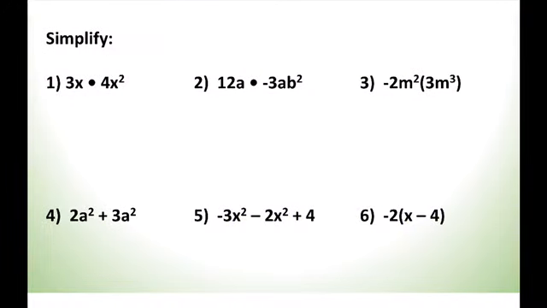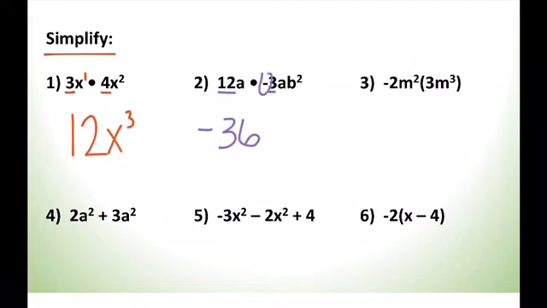So on the warm-up, number 1, it says to simplify, and that's just another way to say do whatever it says to do. So 3x times 4x squared, I'm going to do 3 times the 4. And x to the first times x to the second, which is x to the third power. Number 2, I'm going to do 12 times negative 3, which is negative 36. Notice that the negative did not move anything in that number. Then I'm going to have a times a, that's a to the second power, times b to the second power.